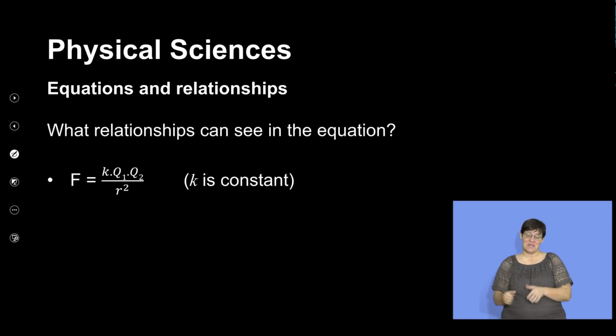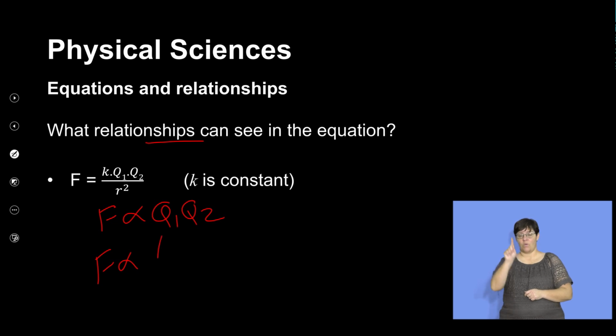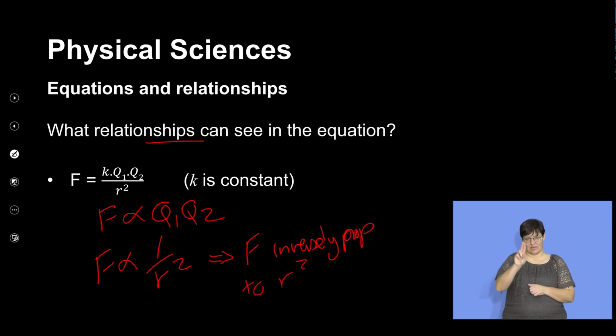And so coming back to this one, there are two relationships that I can see. I can say F is directly proportional to q1 q2, and I can say F is directly proportional to 1 over r squared. Remember, when we say directly proportional to 1 over r squared, in words we can say that F is inversely proportional to r squared. And that's a fantastic discovery.